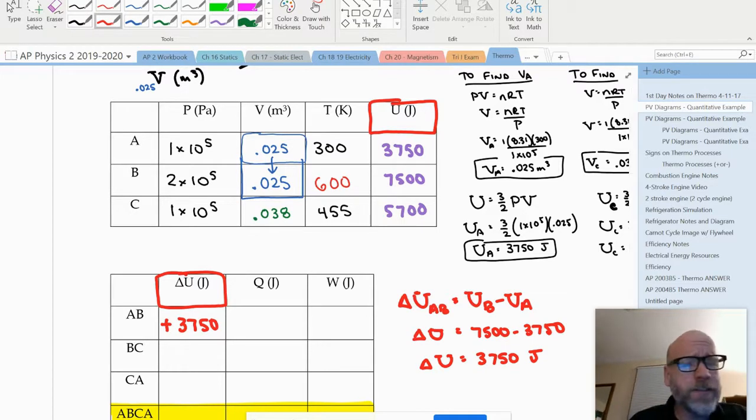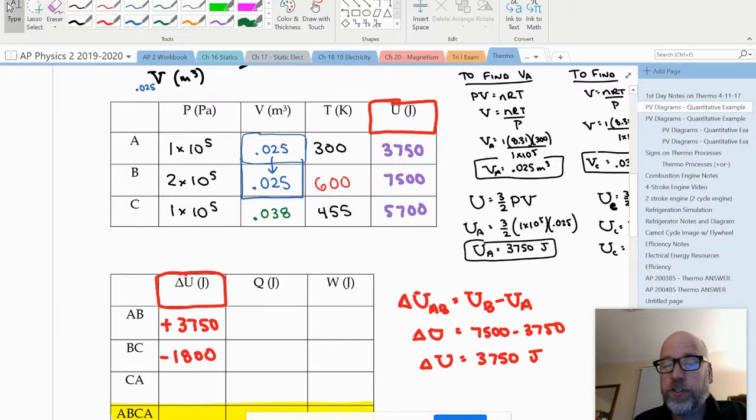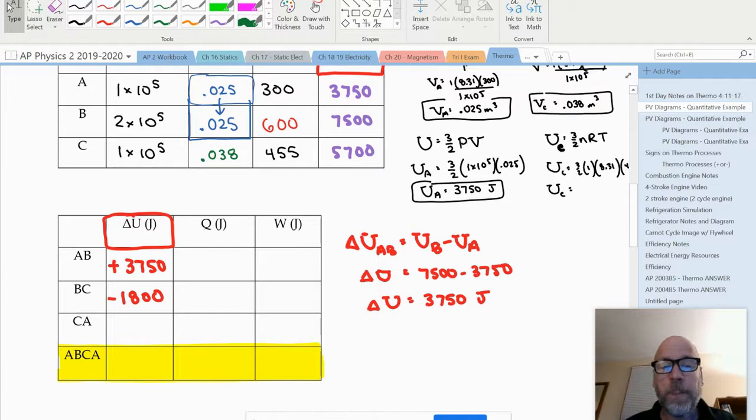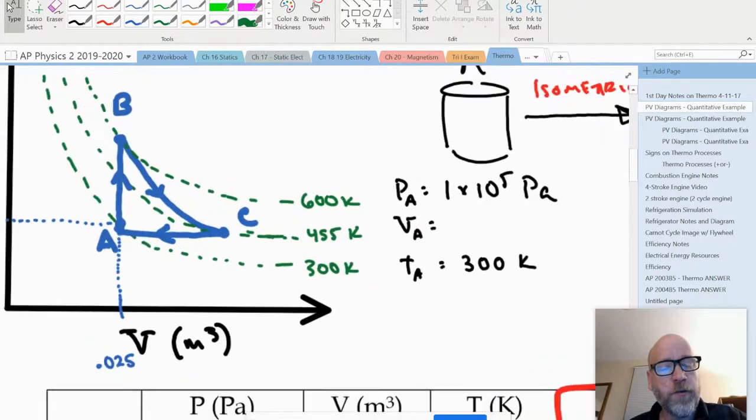Let's look at it as it goes from B to C. So 5,700 minus the 7,500, and I'm going to get negative 1,800 joules. Just the change in energy. As it went from B to C, look at the graph. The temperature decreased and internal energy is directly proportional to temperature. So as it got cooler, it makes sense the internal energy will be less.